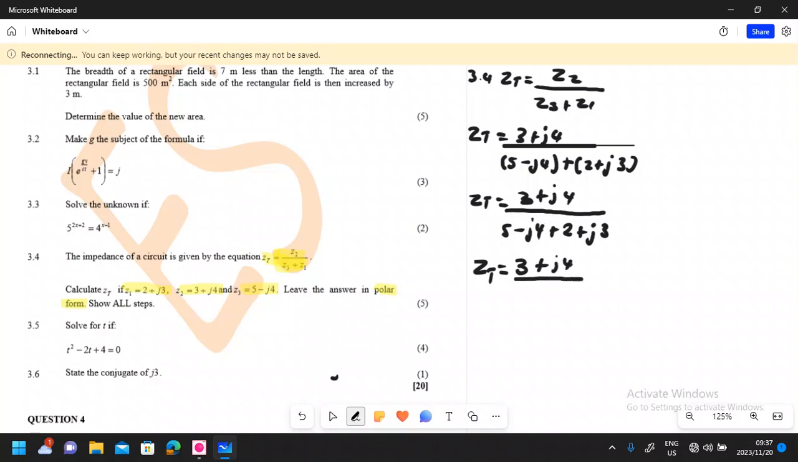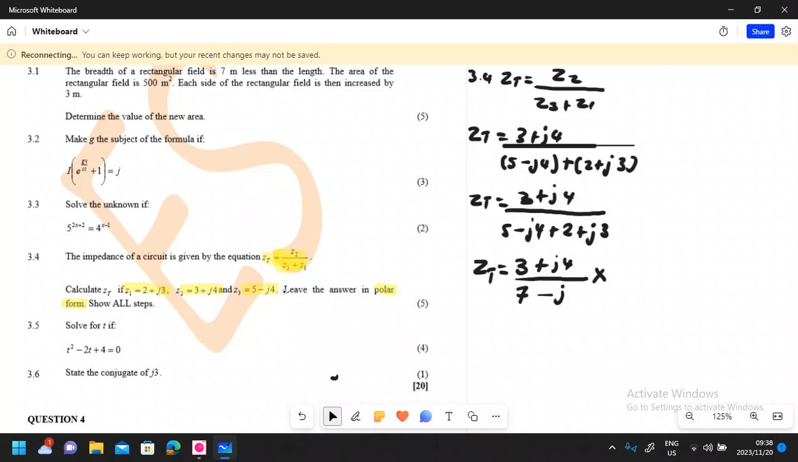Right, divided by, now let's look at our denominator here. We have a real number which is 5, and we also have a real number which is 2, so they are both positive. They're going to give you 7 when you add them. And then we have an imaginary number which is negative 4 here, and we have an imaginary number which is positive 3. So negative 4 plus 3 is going to give you minus j. Okay, now from here I want you to pay attention, because that's where I lose lots of people. Here you have to multiply by the conjugate.